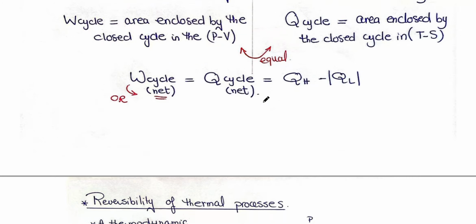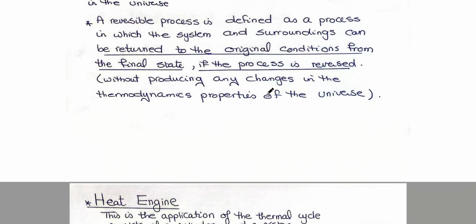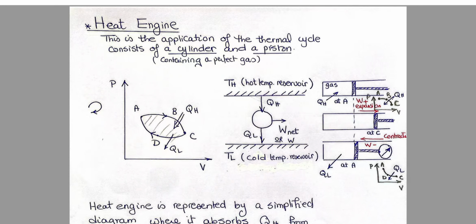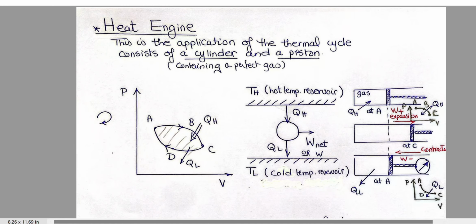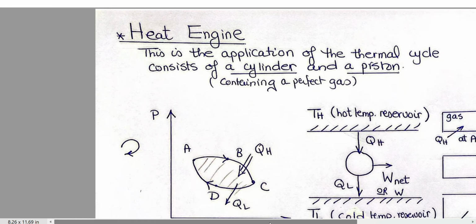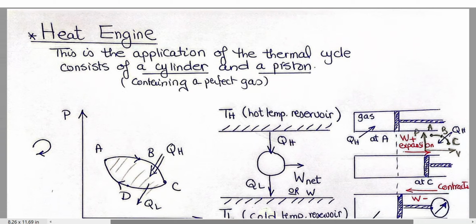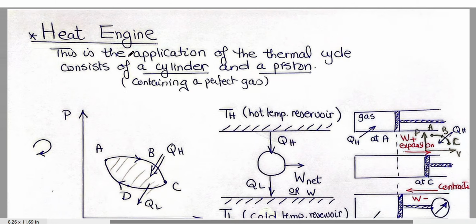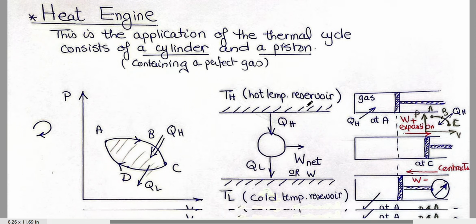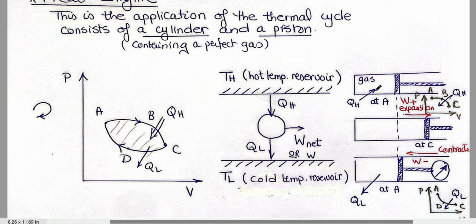Now we will explain the heat engine. What is the heat engine? The heat engine is the application of the thermal cycle. This is the engine that changes heat energy to work. The aim of the heat engine is to change the amount of heat to the work that I can use in my motor or compressor or whatever.